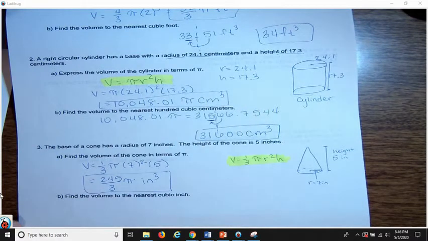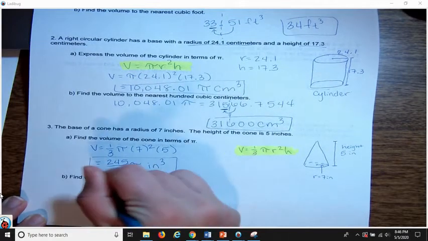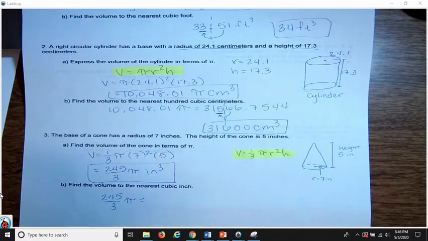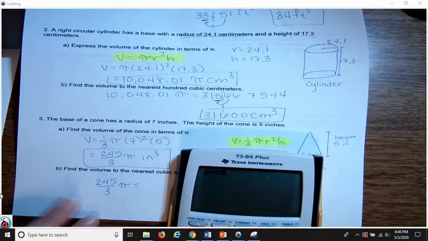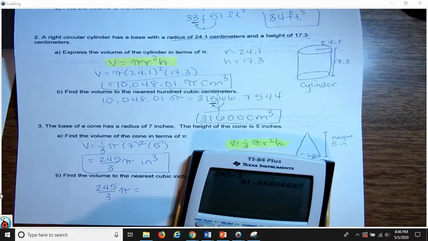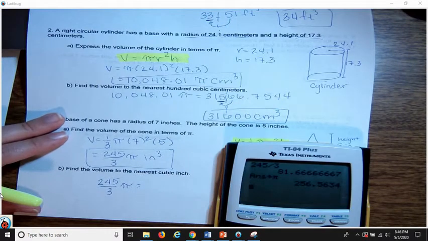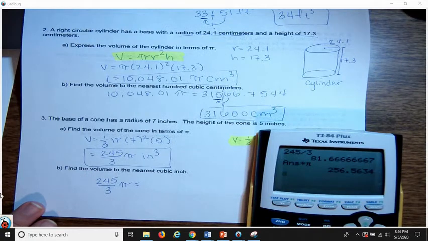Okay. And then lastly, it says find the volume to the nearest cubic inch. So I need to actually multiply this out. So 245 over 3 pi. So I'm going to put that in my calculator. 245 over 3, and then times pi should give me 256.5634. Interesting that it doesn't go on forever. That's got to be a mistake by the calculator because pi is irrational. Anyways.